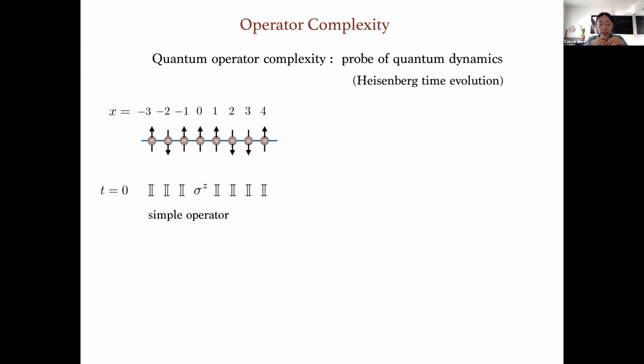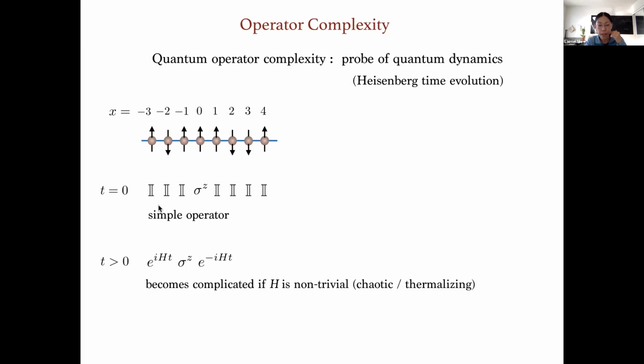So it's a simple operator. By the way, we usually talk about how states evolve under Schrodinger evolution, but right now we care about operator complexity, so everything will be in terms of operator dynamics in Hilbert space and Heisenberg time evolution. Now as time goes by, this simple operator will evolve under Heisenberg time evolution like this. If the dynamics of the spin chain is non-trivial, or to be more precise, if it's quantum chaotic or quantum thermalizing, this operator will become complicated. I haven't explained exactly what chaos or thermalization means. I will later.